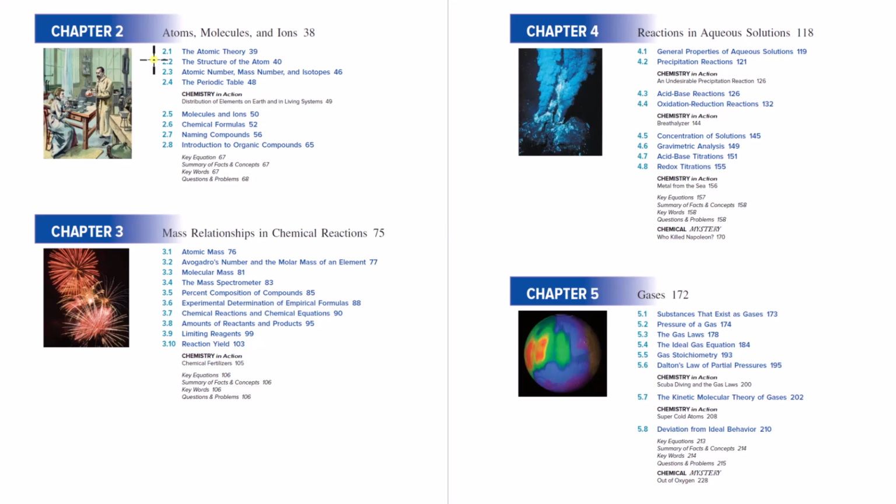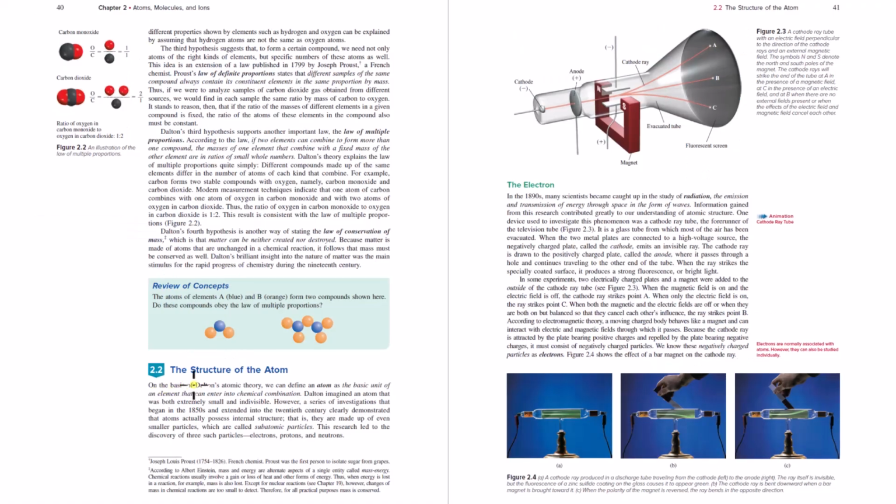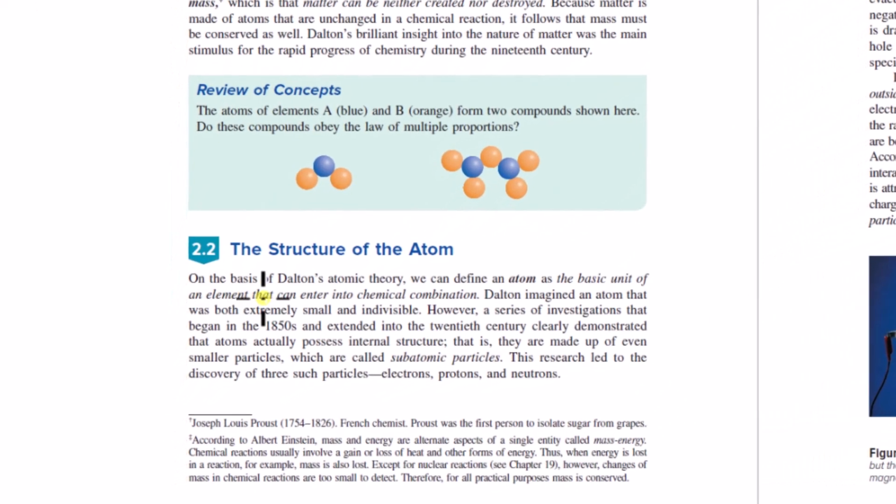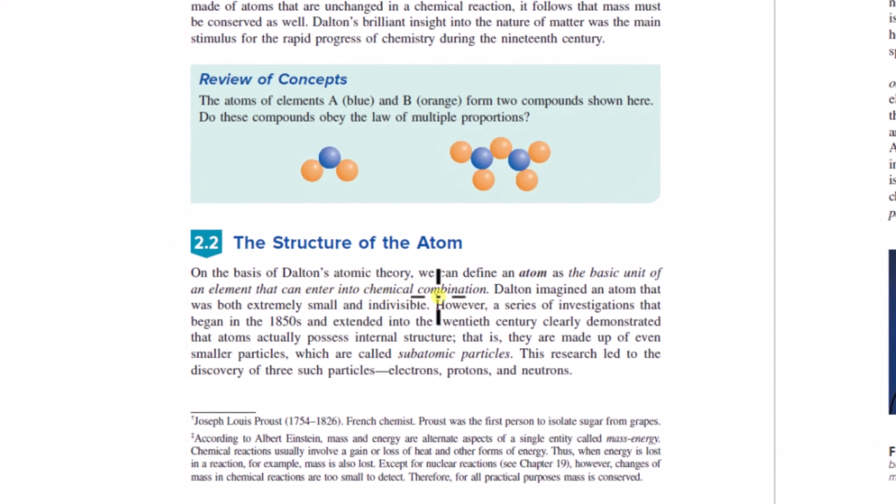Okay, and so naturally, the next step was to ask questions about what exactly are atoms? Can atoms be subdivided into even smaller particles? Why do atoms behave the way they behave? Okay, so the structure of the atom. On the basis of Dalton's atomic theory, we can define an atom as the basic unit of an element that can enter into chemical combination.